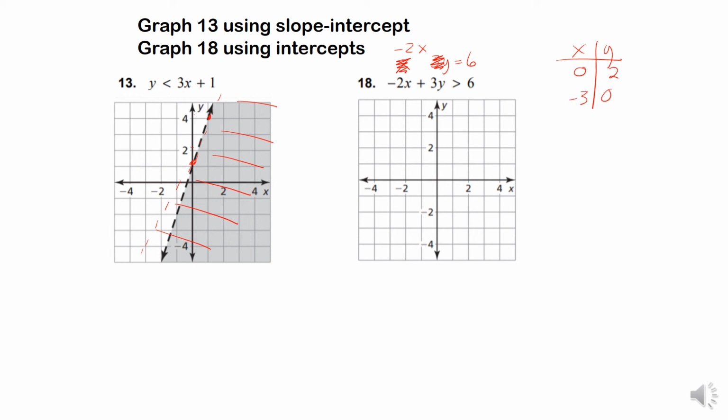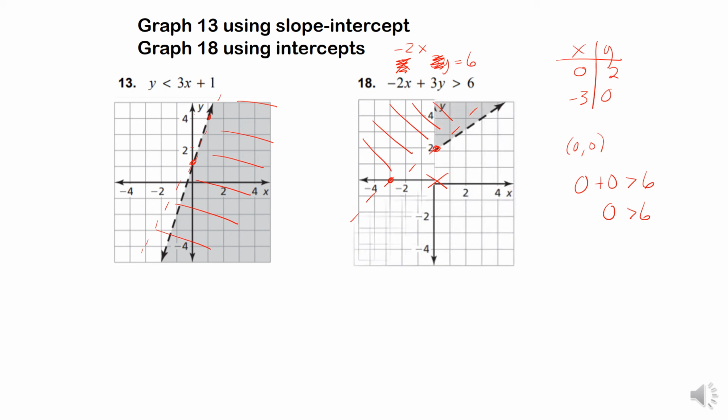Okay, so now we're going to graph those 2 points, 2 and -3, and this is a dotted line, a dashed line, and I'm going to use that test point of (0, 0). Okay, so -2 times 0 is 0, plus 0 is greater than 6. Is that true? No, so that means that is not a solution, and I'm going to shade on this side. So let's see how we did. Okay. All right, we did great.